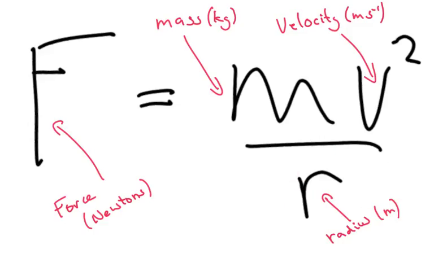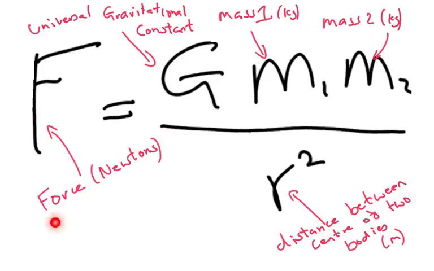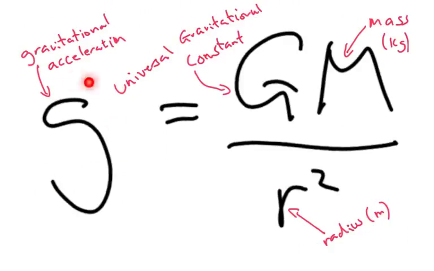Force, which is measured in newtons, is equal to big G, the gravitational constant, times m1, which is measured in kilograms, times m2, also measured in kilograms, divided by r squared, which is measured in meters, and that's the distance between the centre of the two bodies. Gravitational acceleration is equal to the universal gravitational constant times m, a mass measured in kilograms, divided by r squared, where r is the radius measured in meters.